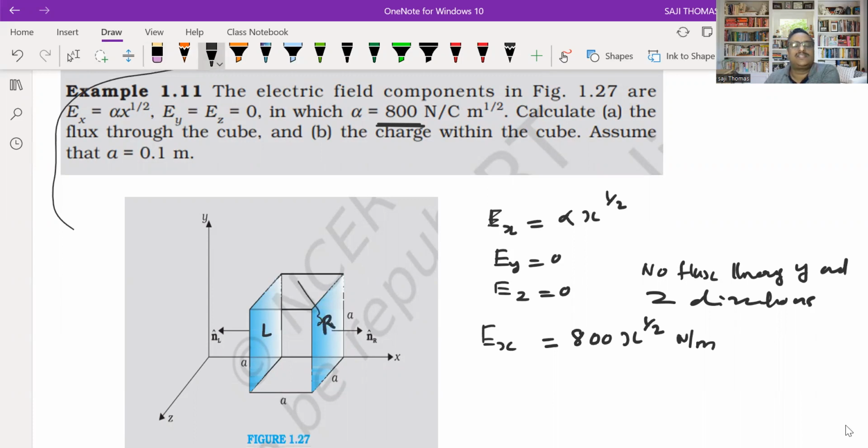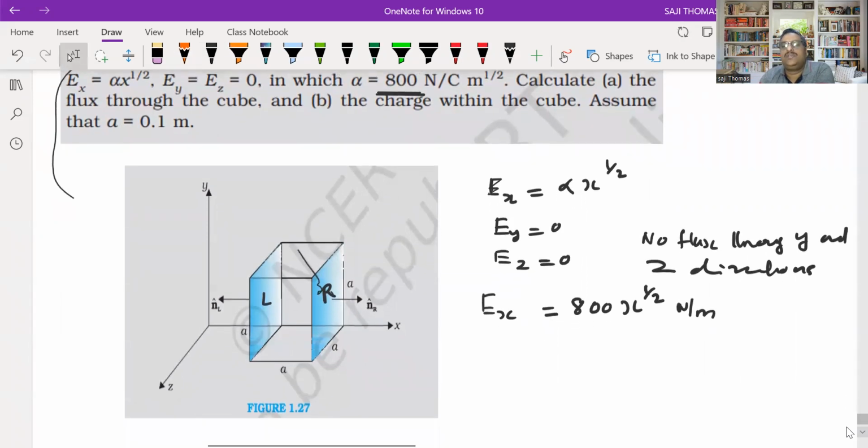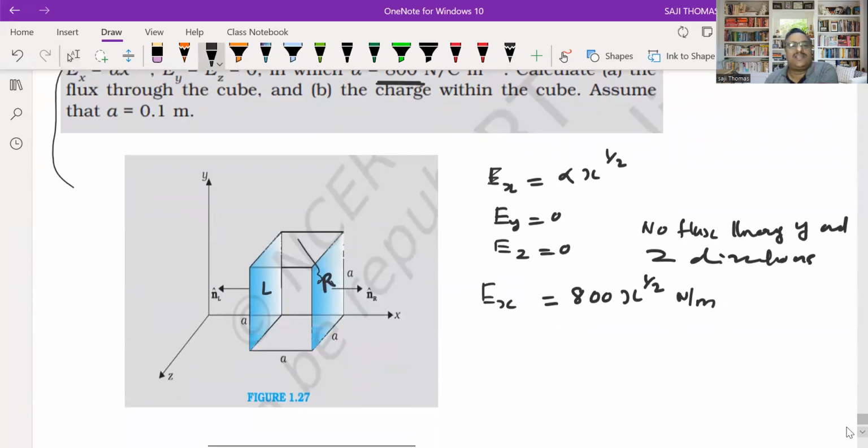This is the right face, right? Electric field is along the positive x direction only. You can see some flux will be entering through the left face and some flux will be leaving through the right face. I am finding the flux through the left face, phi L.